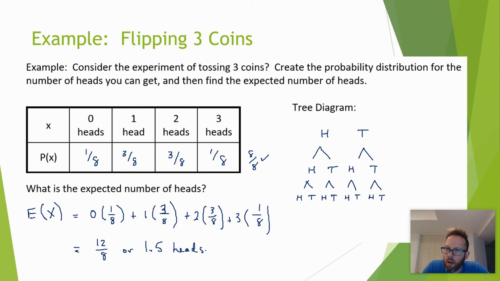We know we can't get 1.5 heads, but what this expected value tells us is that on average, if we flip 3 coins many, many times, on average, you'd get 1.5 heads. You don't need to round it. We know that you can't get 1.5 heads flipping 3 coins. This is a predicted average. So it's okay to be a decimal. Keep that in mind.